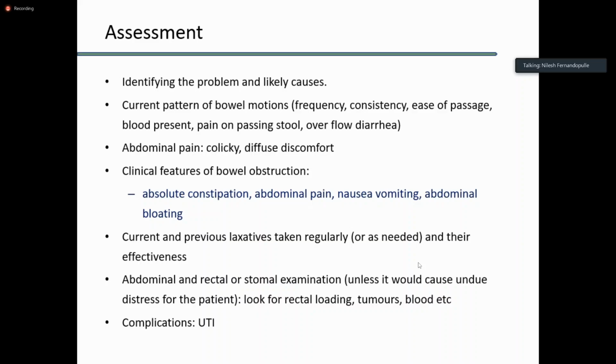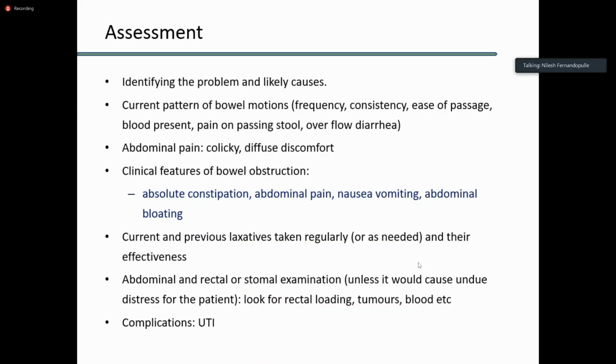So do try to get the history of what the patient has already taken, because a lot of our laxatives are over the counter. When the patient comes to us, they would have already tried several laxatives. So just writing the same laxative won't help at all, or you need to at least explain why you're giving it.